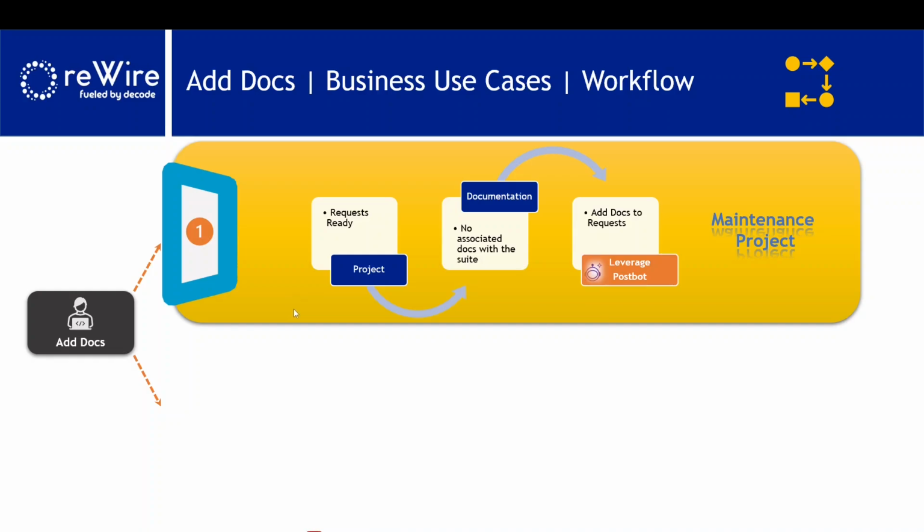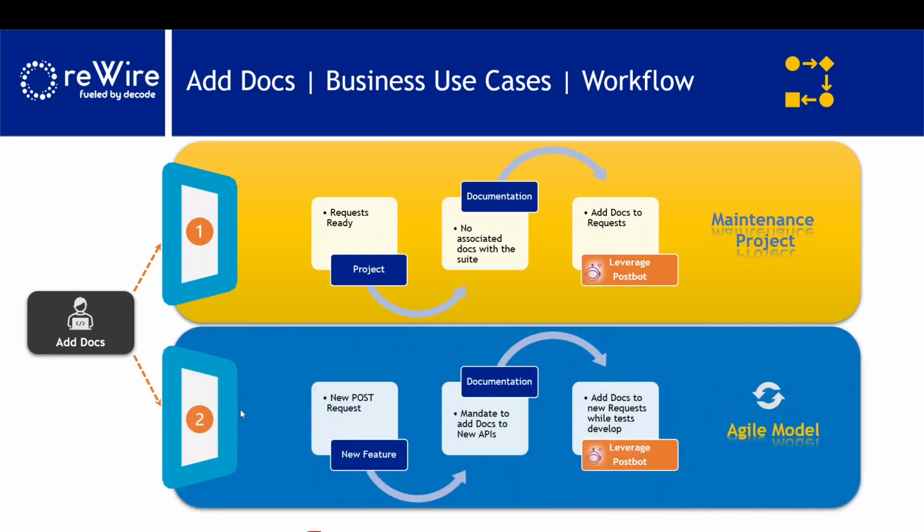The next business case I have named as an Agile model, on top of the maintenance project. This project runs on an Agile model, and you have a new POST request. A new feature is added to that particular application, and it has the POST request, and it is mandatory to add docs to the new APIs. Stakeholders are looking for the documentation while you are developing the script for these APIs.